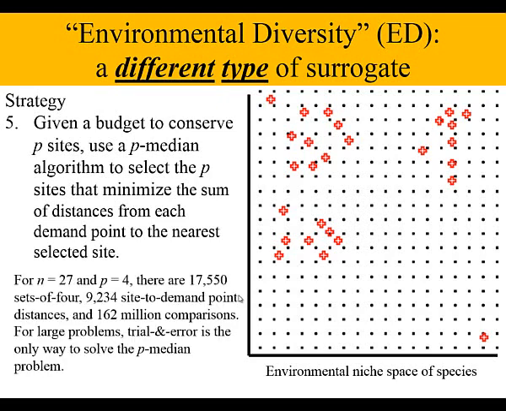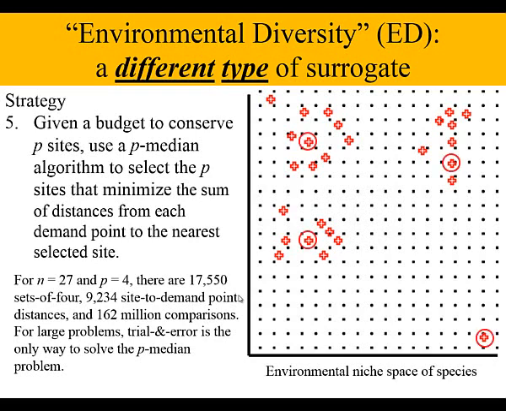And just to give you an idea of how difficult this is, here's a very simple thing where I have less than 400 demand points, only 27 sites, and a budget to conserve 4 sites. Well, there are 17,500 sets of 4 to evaluate. There are 9,200 distances between each site and each demand point. There are 162 million comparisons to decide what's the shortest sum of distances. So it's really hard. The p-median problem is hard, and it's only done with heuristic algorithms that can efficiently figure out which sites most effectively span this environmental space.